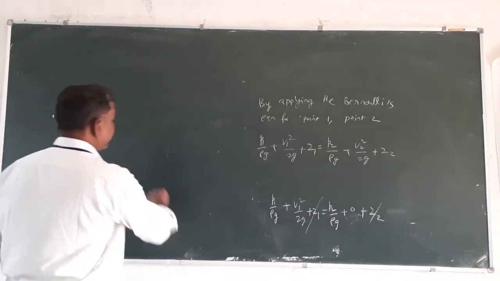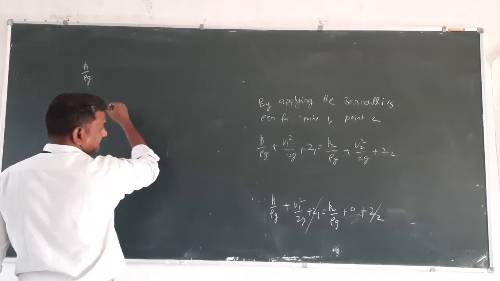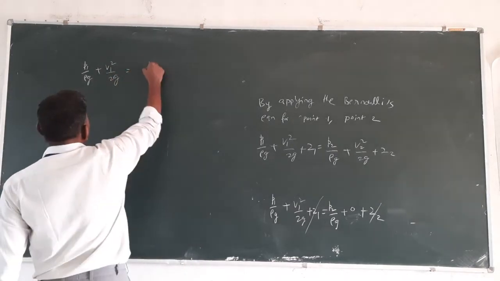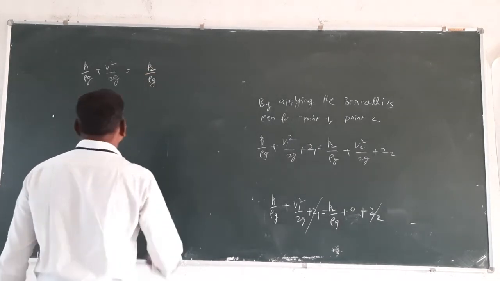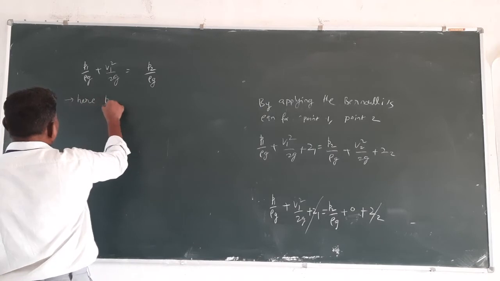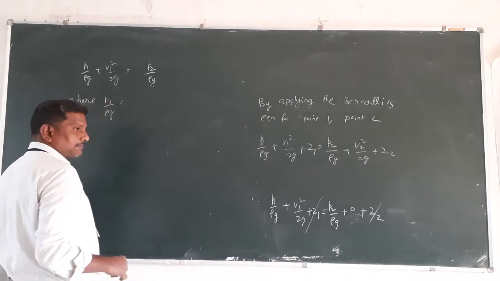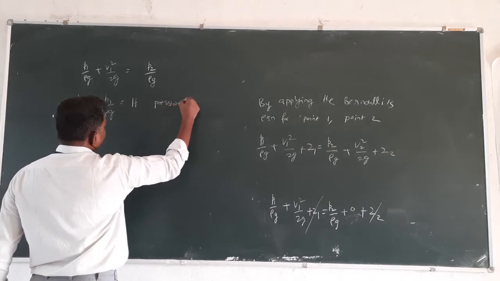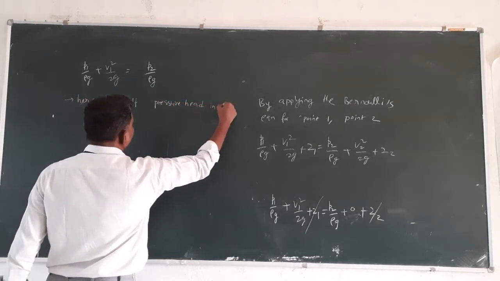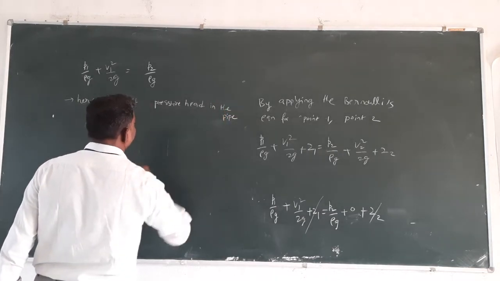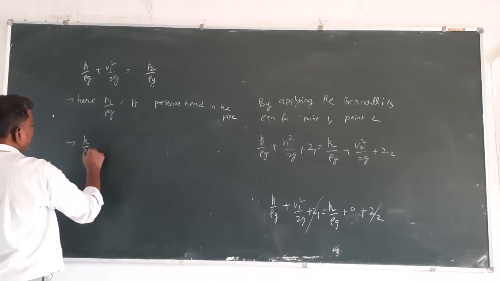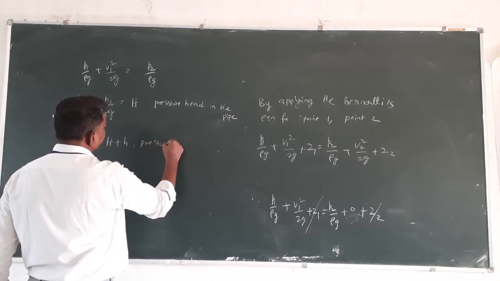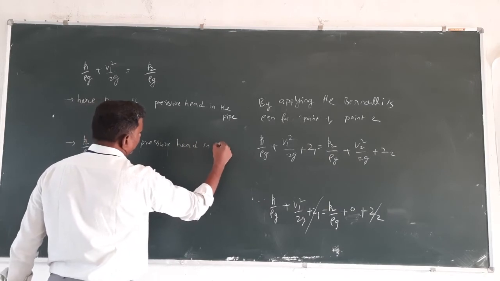What is the remainder? P1 by rho g, V1 squared by 2g, is equal to P2 by rho g. Here P1 by rho g is equal to H, the piezometric head in the pipe. P2 by rho g is equal to H plus small h, the pressure head in the Pitot tube.